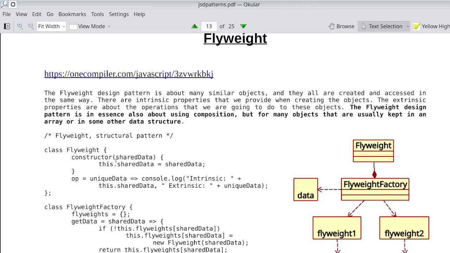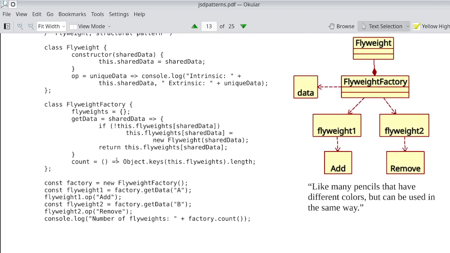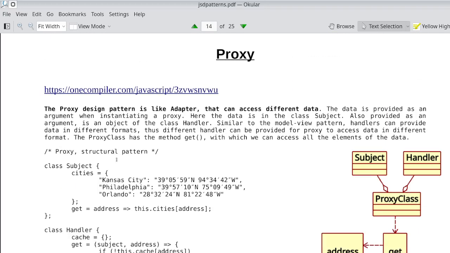The flyweight design pattern is in essence also about using composition, but for many objects that are usually kept in an array or in some other data structure. The proxy design pattern is like adapter, but that can access different data.